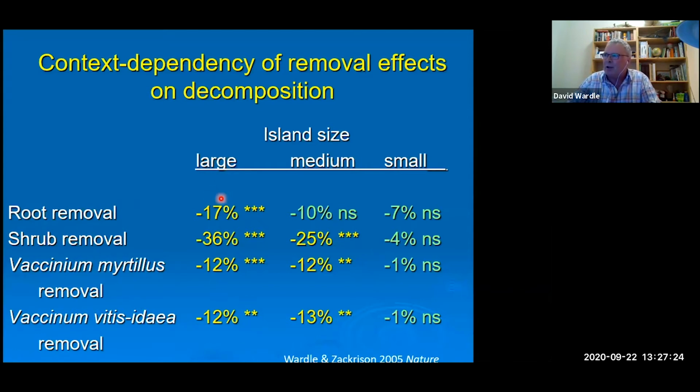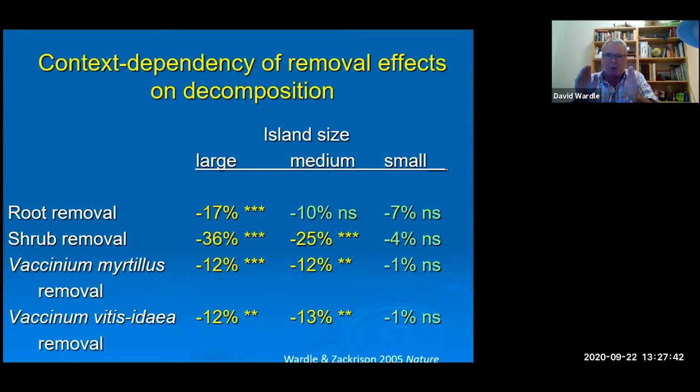Large islands, loss of biodiversity, we get big effects. Small islands, not so much effects. So just like what we observed aboveground, below-ground processes that affect carbon storage depend on where we lose the diversity from. Not so much on the small islands, but much bigger effects on big islands.